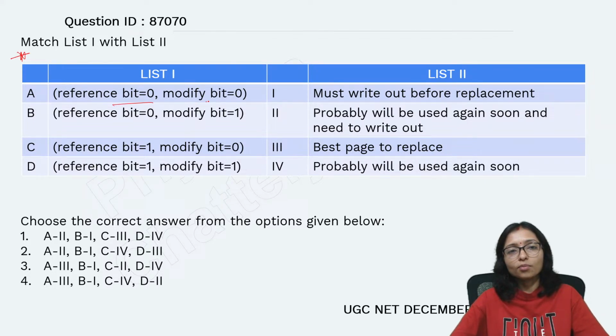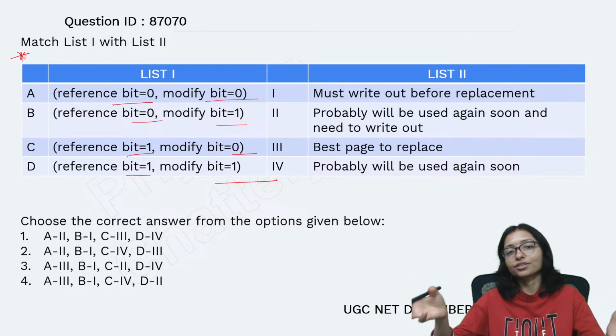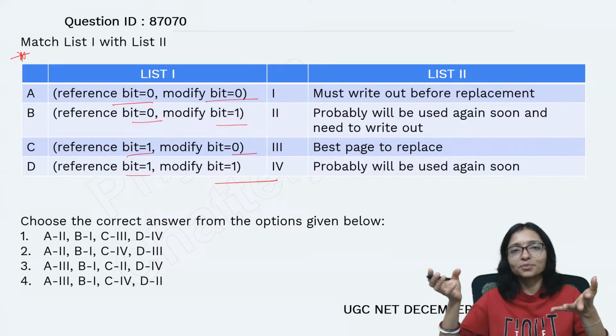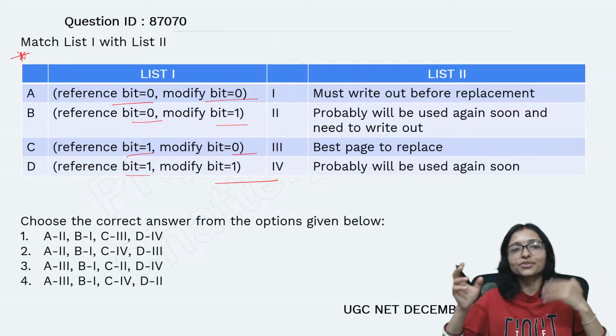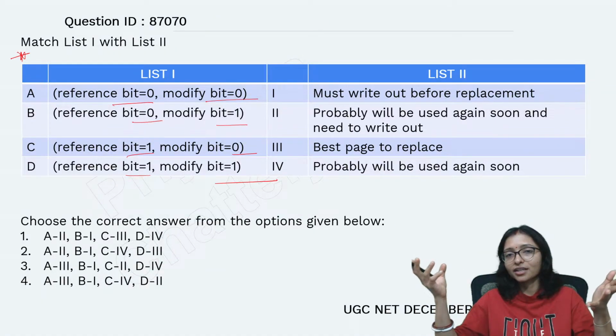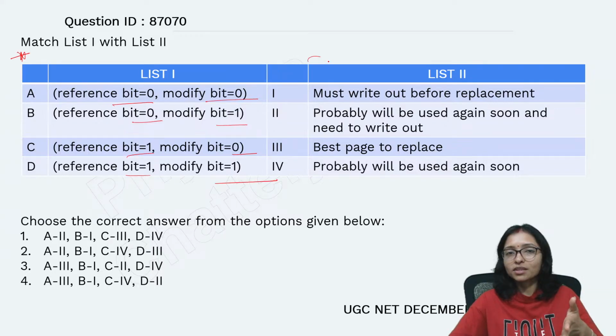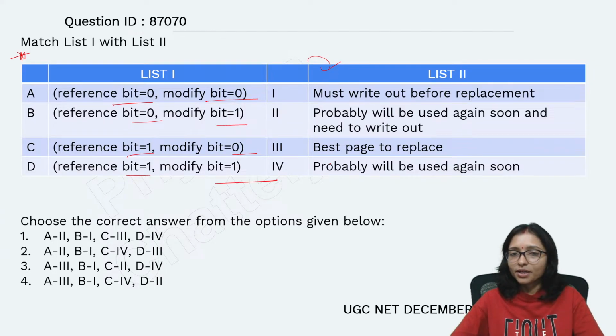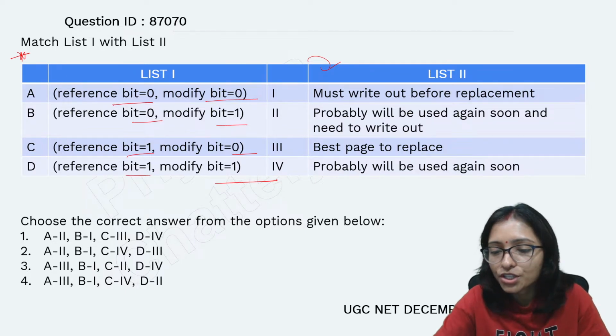Reference bit 0, modified bit 0. Here 0 1, here 1 0, here 1 1. All combinations, like a Boolean algebra truth table: 0 0, 0 1, 1 0, 1 1. Then you need to match with list 2. Very good, I am getting an answer from Khodayaza Maha Jayasri.